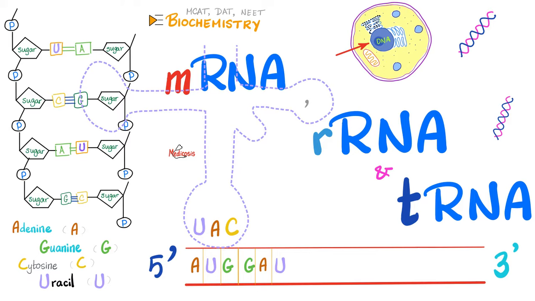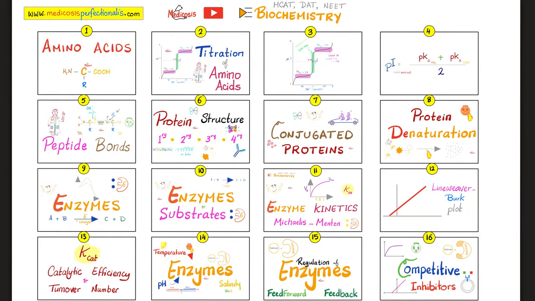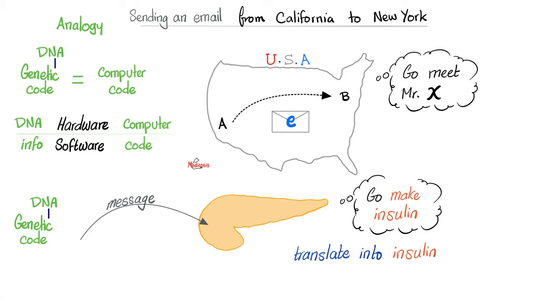mRNA is massive. rRNA is redundant, abundant. And tRNA is the tiniest. Look at that, the RNA does not contain T or thymine. Instead, it contains uracil. Please watch the videos in this biochemistry playlist in order for maximum understanding and retention, because they follow one another.